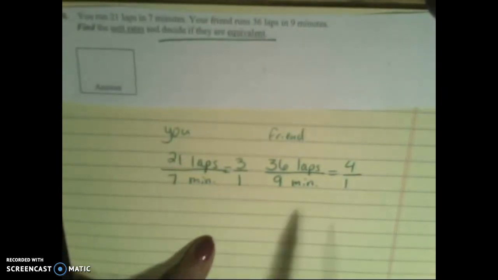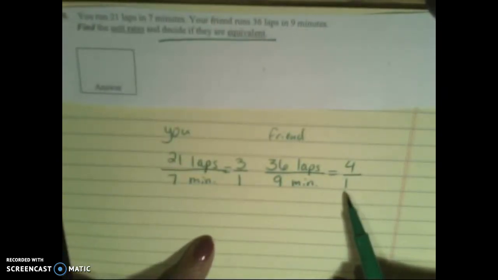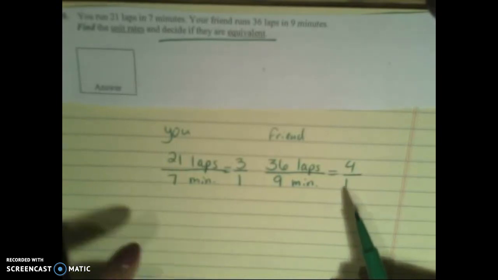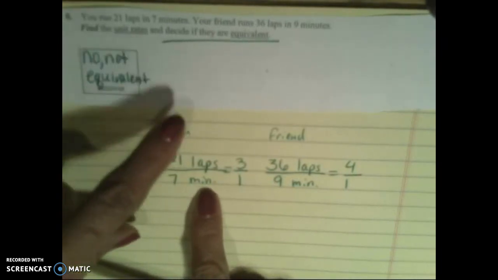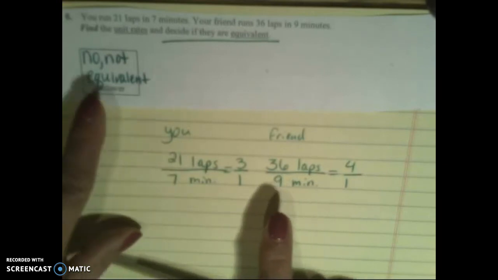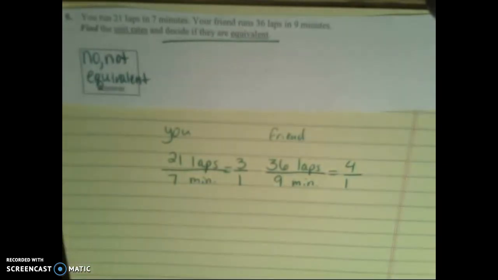Then it asks, decide if they are equivalent. Well, if you ran 3 laps and your friend ran 4 laps in 1 minute, are they equivalent? No, they are not equivalent. So in your answer, you're just going to say no, not equivalent. So there's two parts. To get full credit, you're going to show the unit rate for each, like we did, and then you're going to decide whether they are equivalent or not. Okay, last question.